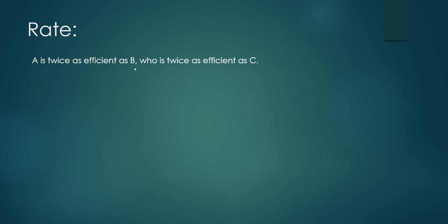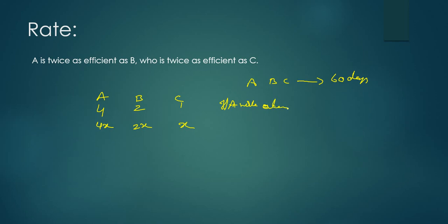A is twice as efficient as B, and B is twice as efficient as C. It means if C does 1 unit, B will do 2 units and A will do 4 units. If C does X units, B will do 2X units and A will do 4X units. Okay. Simple. If all 3 together can complete a work in 60 days, the question will be asked like this: if A works alone, how many days are required?